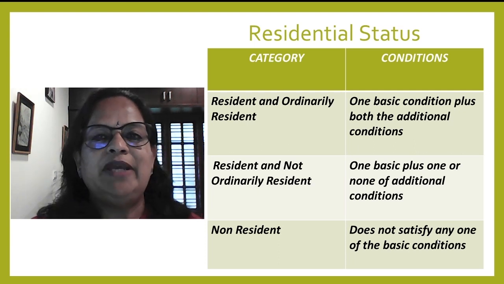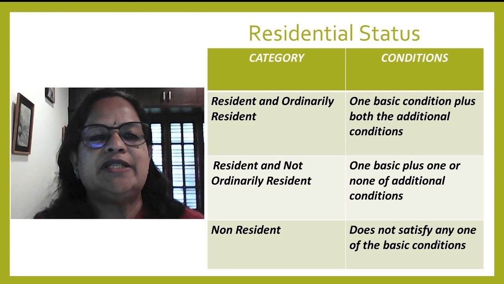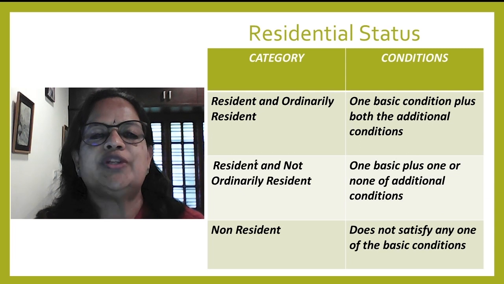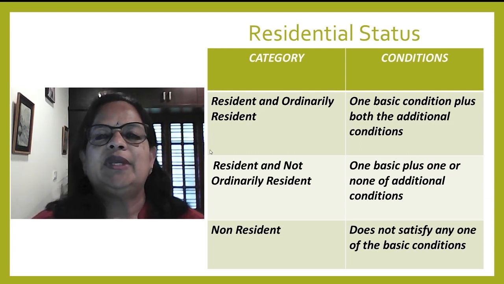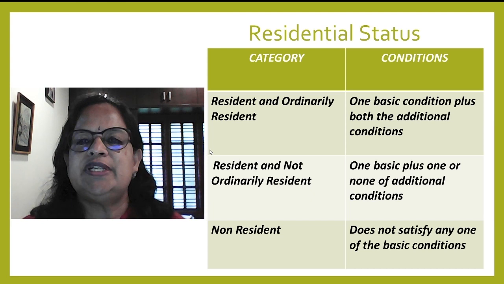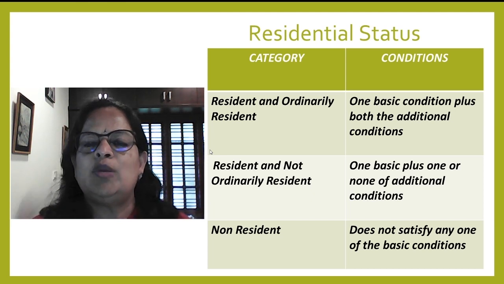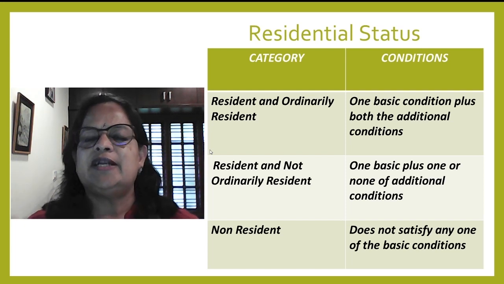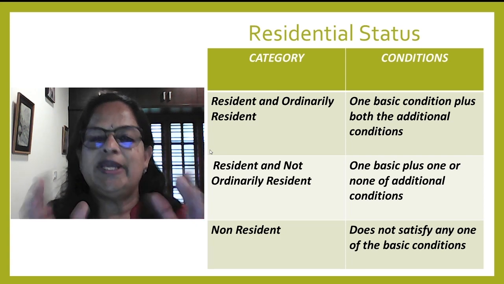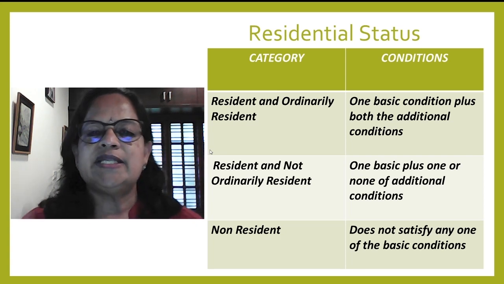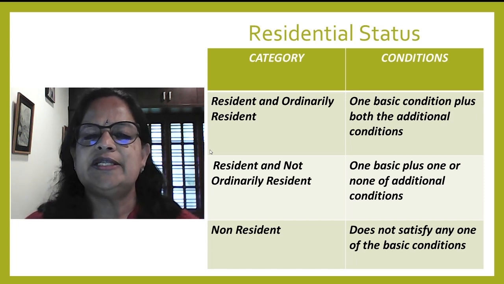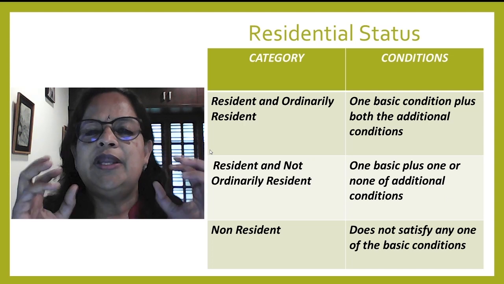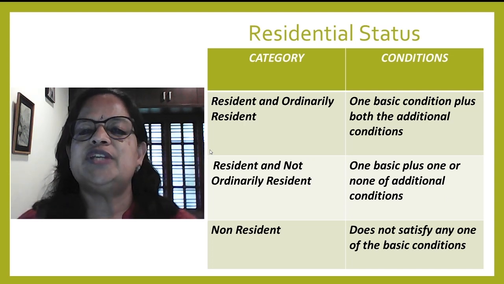I'm going to explain the computation of residential status with the help of a PowerPoint presentation. Here you can see one table I have presented. On the left hand side you can see the category and on the right hand side the conditions. The residential status of an individual is divided into three categories. One is resident and ordinarily resident. Second is resident and not ordinarily resident. And third is non-resident. Now the question is, why is this classification needed?